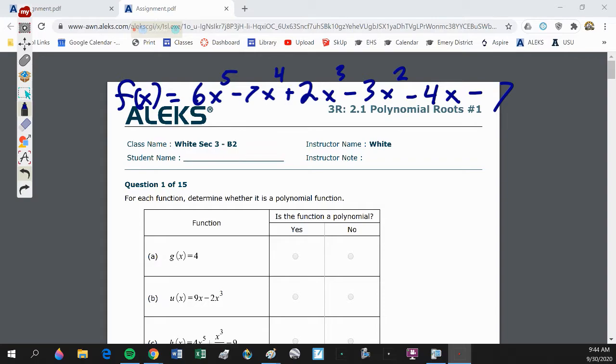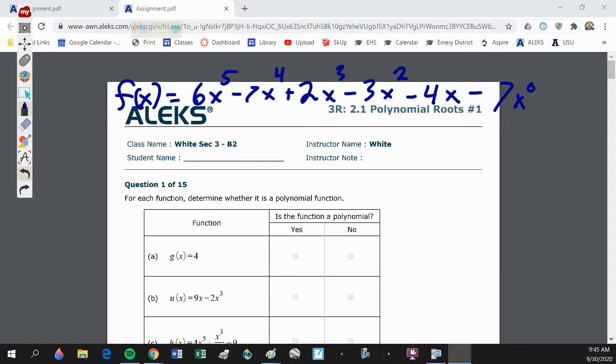Now notice, a polynomial is made up of terms, and those terms have numbers and variables with exponents. The numbers in front of the variables are called coefficients, and coefficients can be any number. But polynomials are very strict on what their variables can look like. The variables have to have whole number exponents. And notice I have 5, 4, 3, 2, 1, and the last one has an exponent that's just a 0, because anything to the 0 is 1.